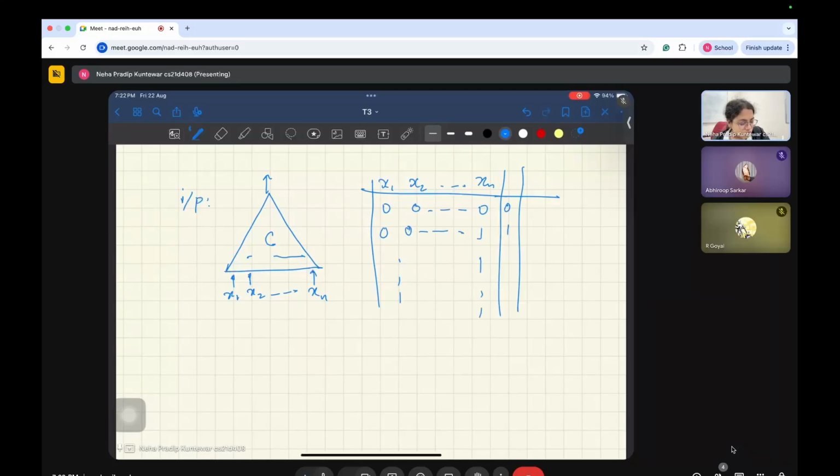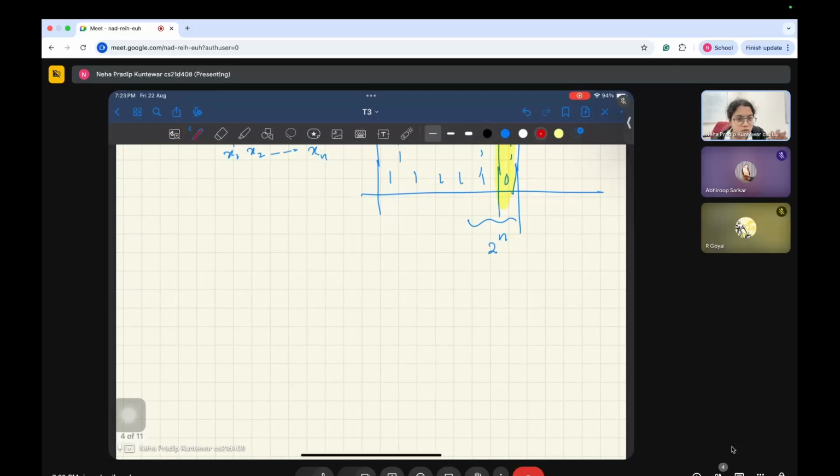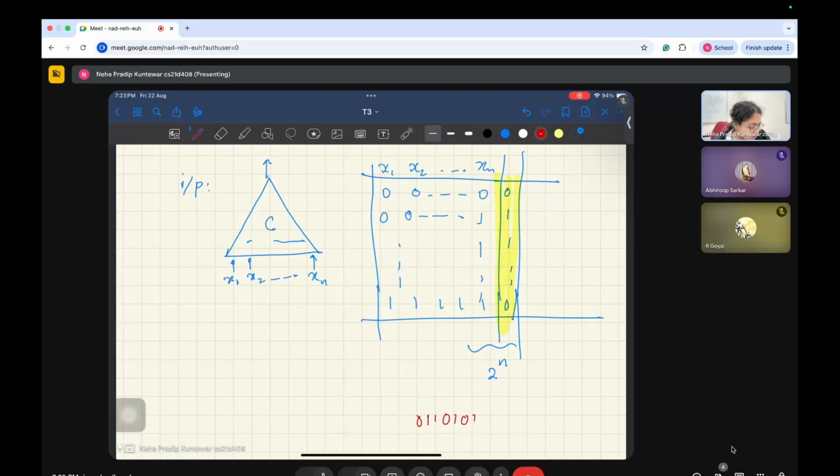So what is the size of this truth table? Like how many entries will be there? 2 raised to the power n. So as you can see, from a very small circuit that I give you, you can extract a truth table that could be exponentially larger. Now you think of this column, which is a binary string of 2 to the n bits. So what you do is just read this column. So it's a string, and the length of it is 2 to the n.